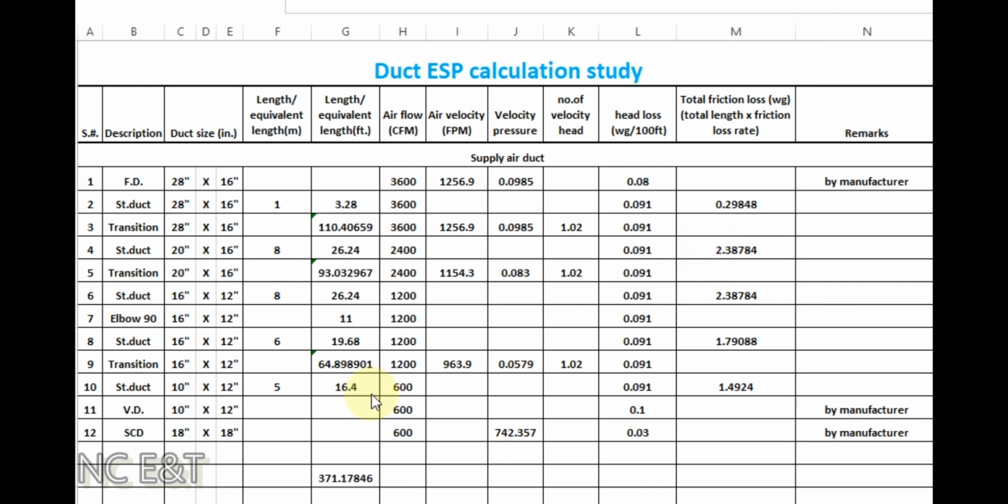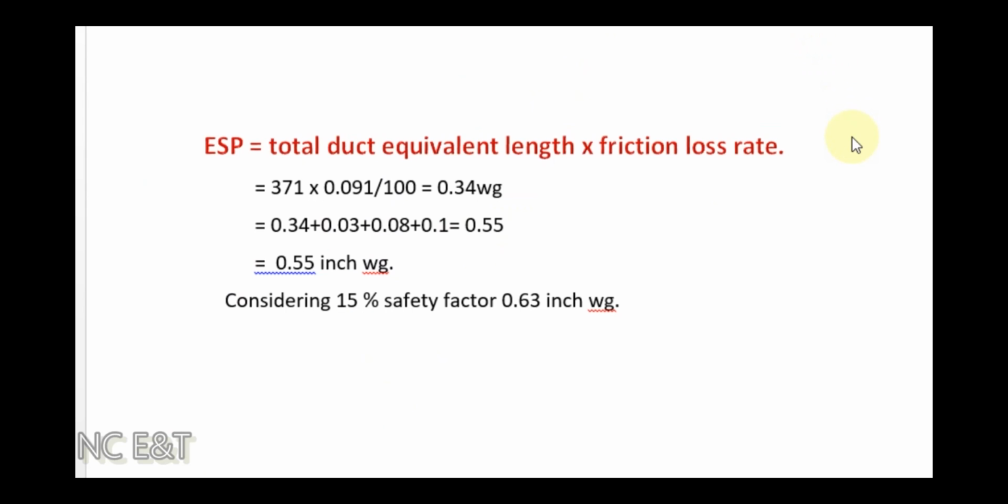As we have already calculated the equivalent length for 90-degree elbow, which is 11 feet, now the total equivalent length for all the duct calculated by this Excel sheet is 371.17 linear feet. As we know the formula for the calculation of duct external static pressure, ESP equal to total duct equivalent length into friction loss rate. As we have calculated the total duct equivalent length equal to 371 feet and the friction loss rate is 0.091. After applying this value in this formula, we got the ESP equal to 0.34 water gauge.